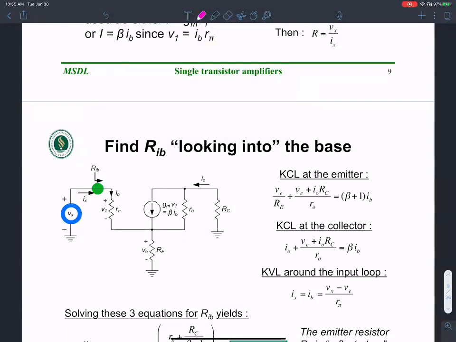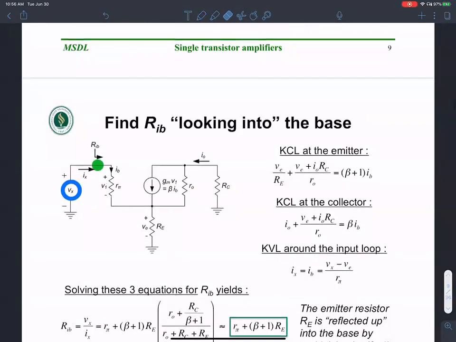There are three nodes. If you think about it, Vx is an unknown, Ix is an unknown, Ve is an unknown, and I naught is an unknown. There are a bunch of unknowns, and we are going to use some of them tactfully in arriving at the solution that I want.